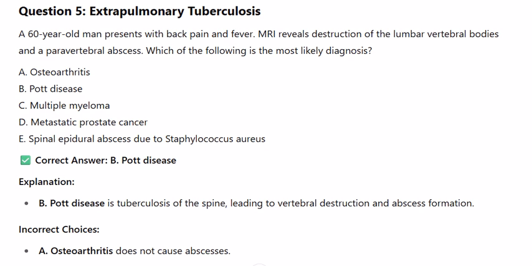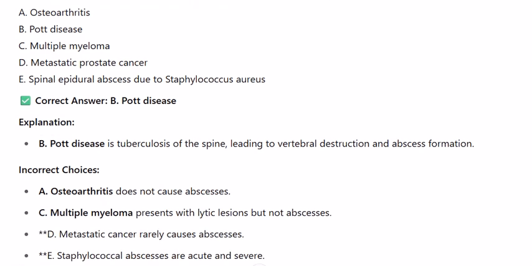Explanation: B. Pott disease is tuberculosis of the spine leading to vertebral destruction and abscess formation. Incorrect choices: A. Osteoarthritis does not cause abscesses. C. Multiple myeloma presents with lytic lesions but not abscesses. D. Metastatic cancer rarely causes abscesses. E. Staphylococcal abscesses are acute and severe.